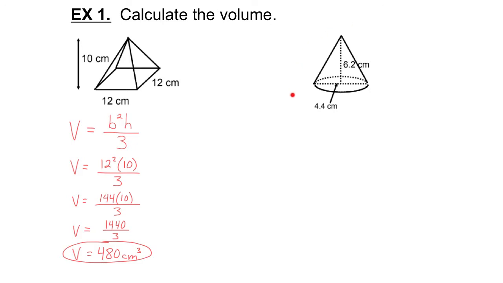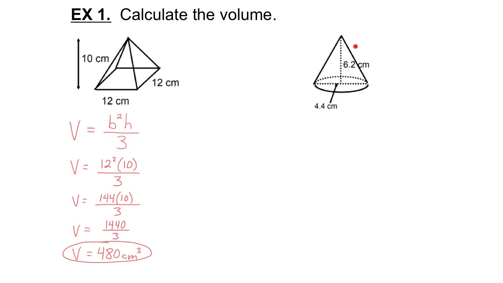Now over here, this isn't a pyramid, but it's a cone. Now a cone is very much like a pyramid because it has a base and the sides meet in a point. The only difference is the base is just a circle. It's not a several-sided polygon. But the principle is the same.